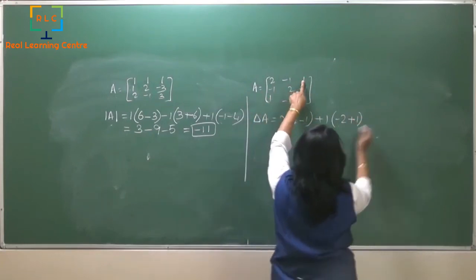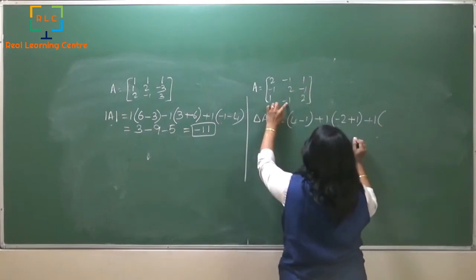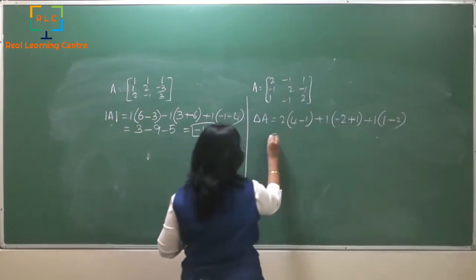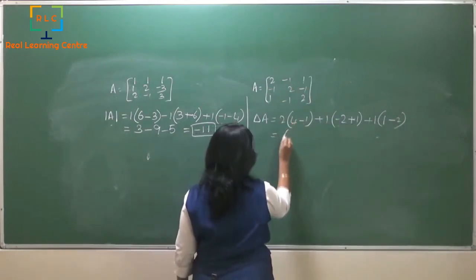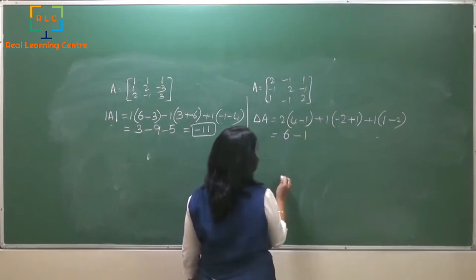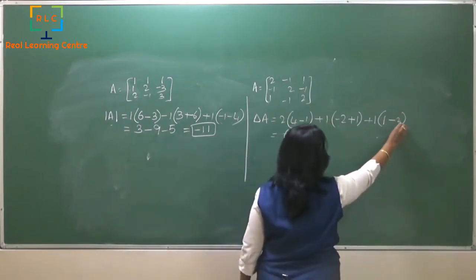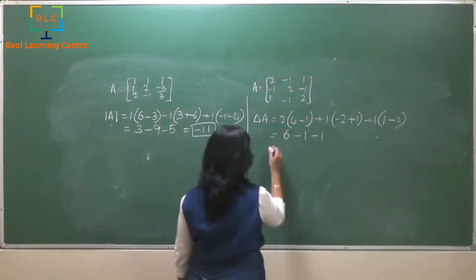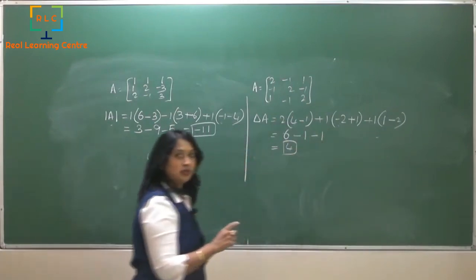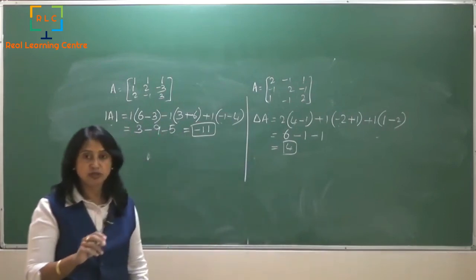Next, similarly go to the next element, plus 1 into minus 1 into 1 is 1 minus 2. So it's equal to 4 minus 1 is 3, 3 2s are 6. 1 minus 2 is minus 1 into plus 1 is minus 1. 6 minus 2 is 4, which is the determinant value. Now this is the way you take out the determinant.